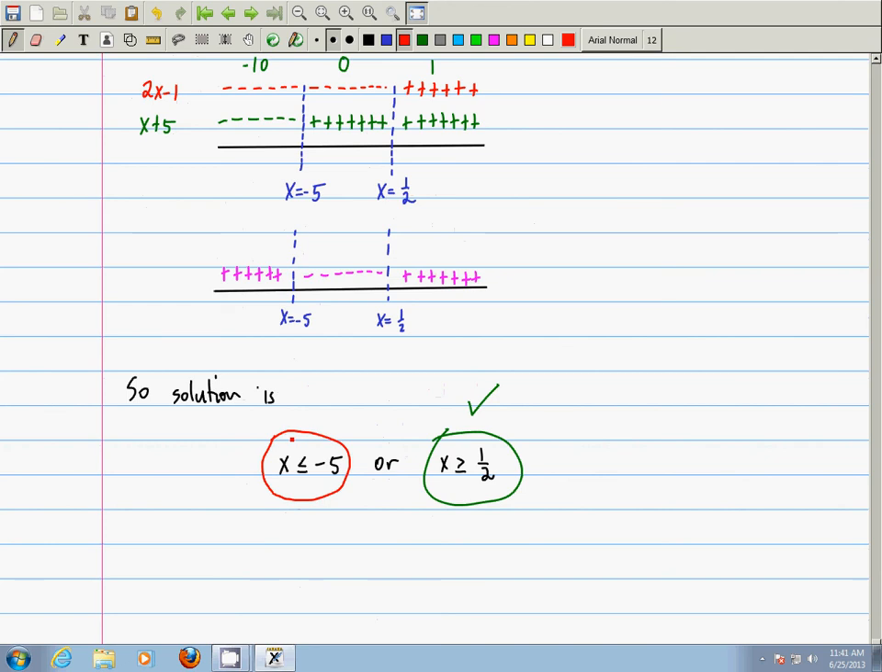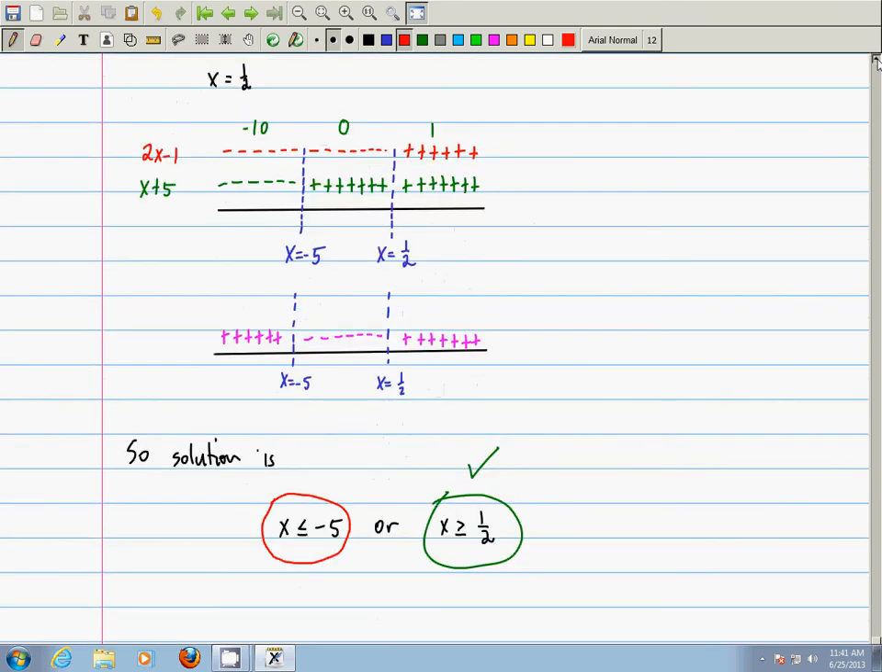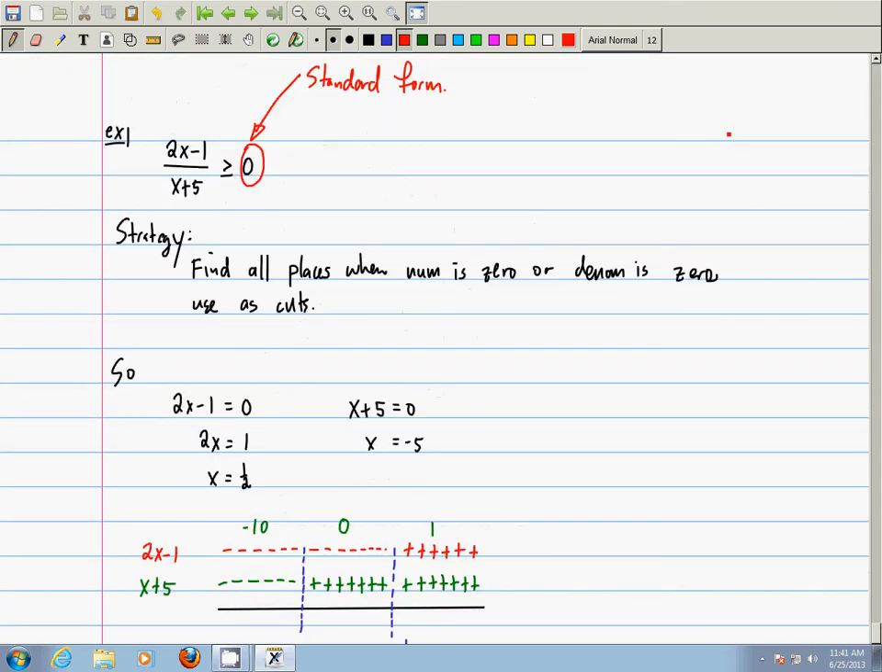So let's think. Something in there, right? X is less than or equal to -5. Could you plug in -6? Can you plug -6 into this inequality? Yeah, you can plug -6 in there. If you do, you get -13 divided by -1, which is +13, right, which is greater than or equal to 0.